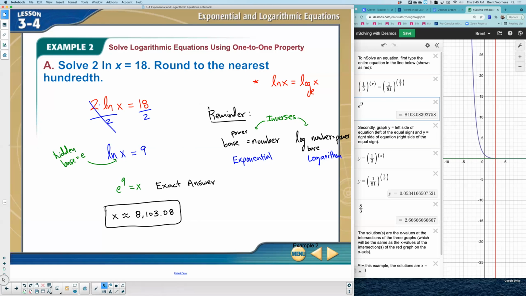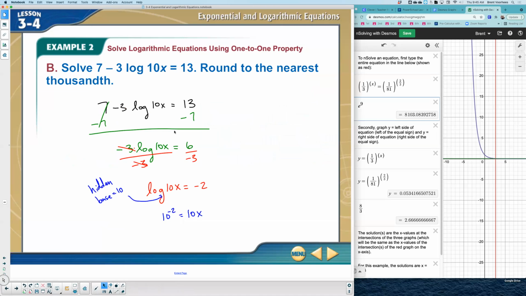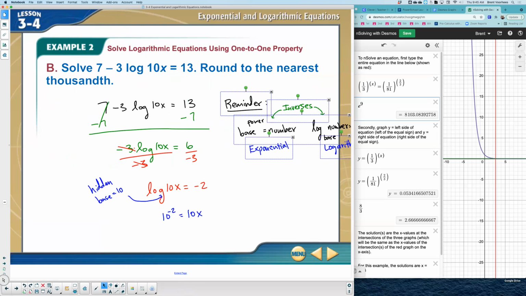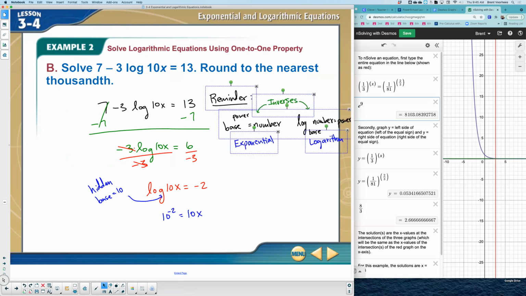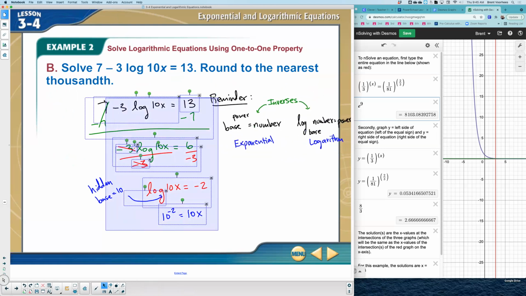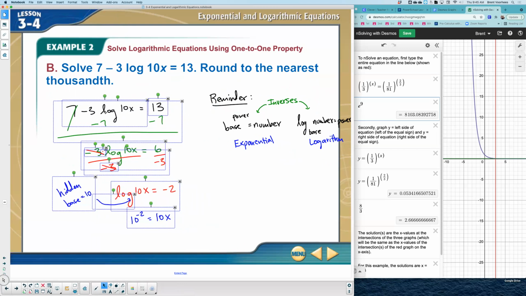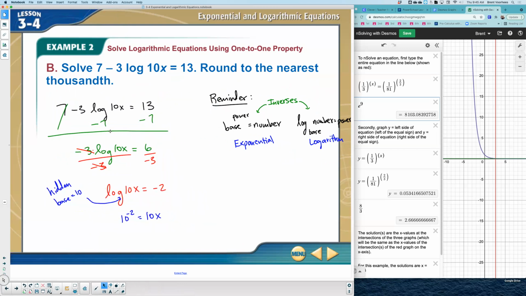So let me see if I can copy this and just paste it again on the next problem. If it'll fit. That's not what I wanted to do. Let's try this again. There we go. This barely fits. I can make it fit more. If you're running out of space, just highlight everything and slide it over. Okay, so here's what I did. I took the base, which was 10. I raised it to the power, which was a -2, and that's equal to the number from right there. That's how I converted it from a logarithm to exponential.